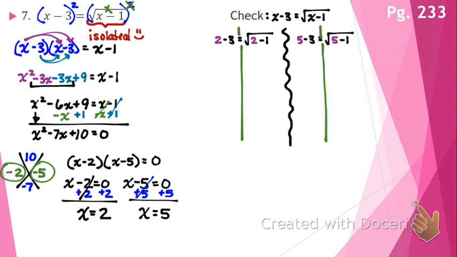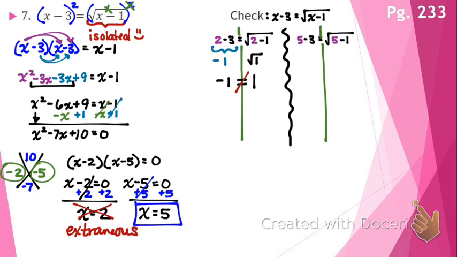Is x equals 2 valid or extraneous? Extraneous. When I go to check that one, 2 minus 3, I get negative 1 over here. On the other side, I have the square root of 1. So I end up with negative 1 equals 1, which is not true. What about 5? Is that one valid or extraneous? Valid. That one is valid.